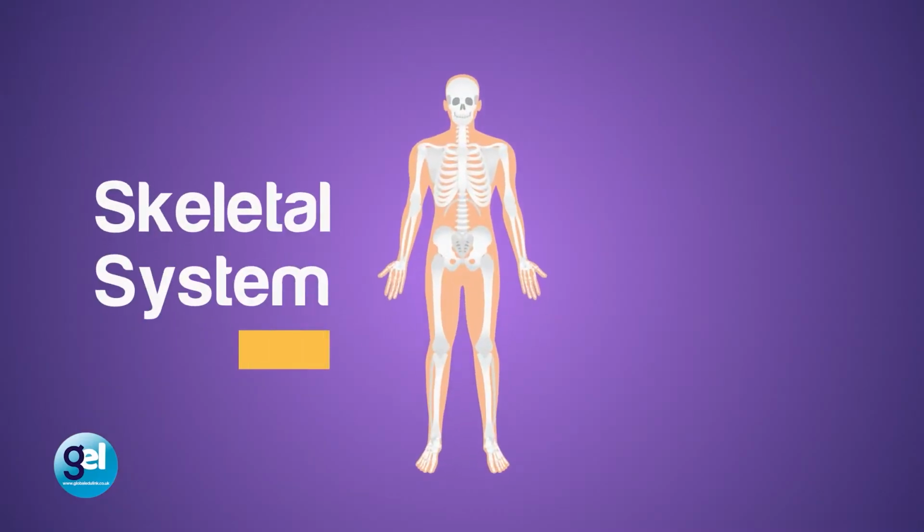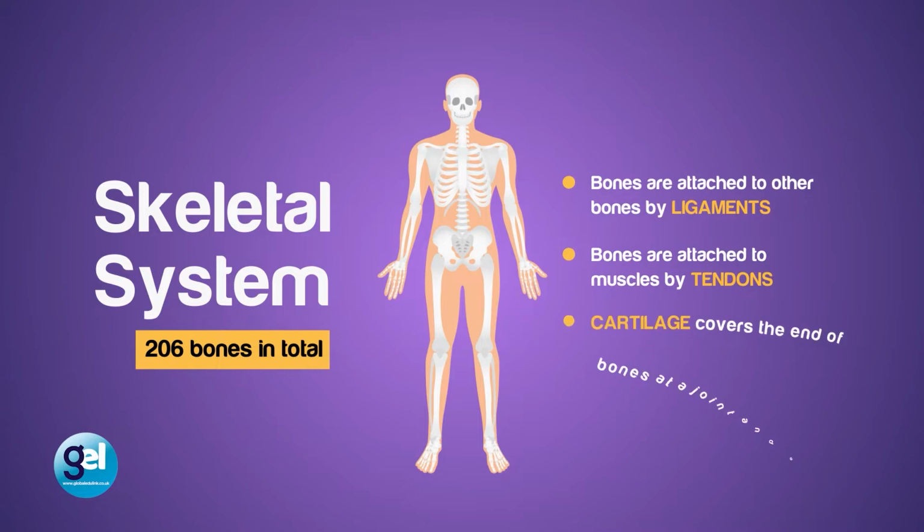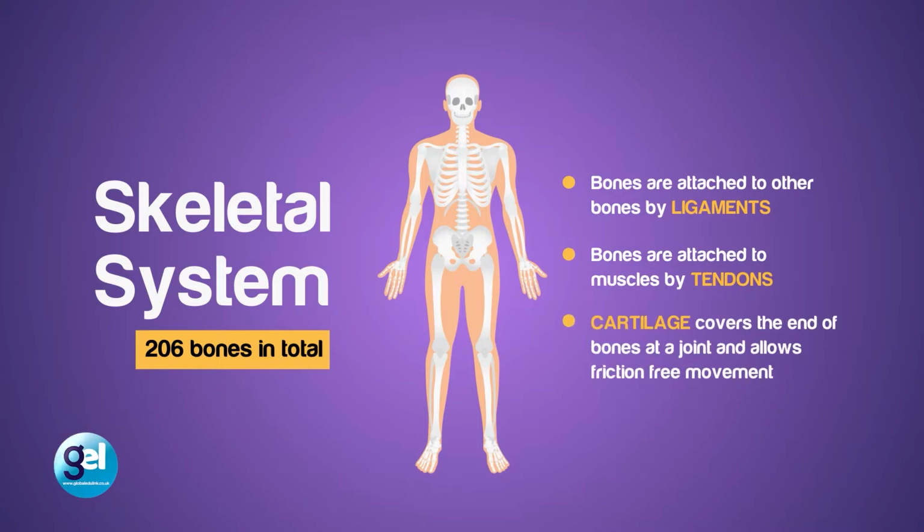So if we focus on our skeletal system, it consists of 206 bones. Those bones are attached together through ligaments, and our muscles are attached to those bones through tendons. And what covers and protects each of those joints is cartilage.